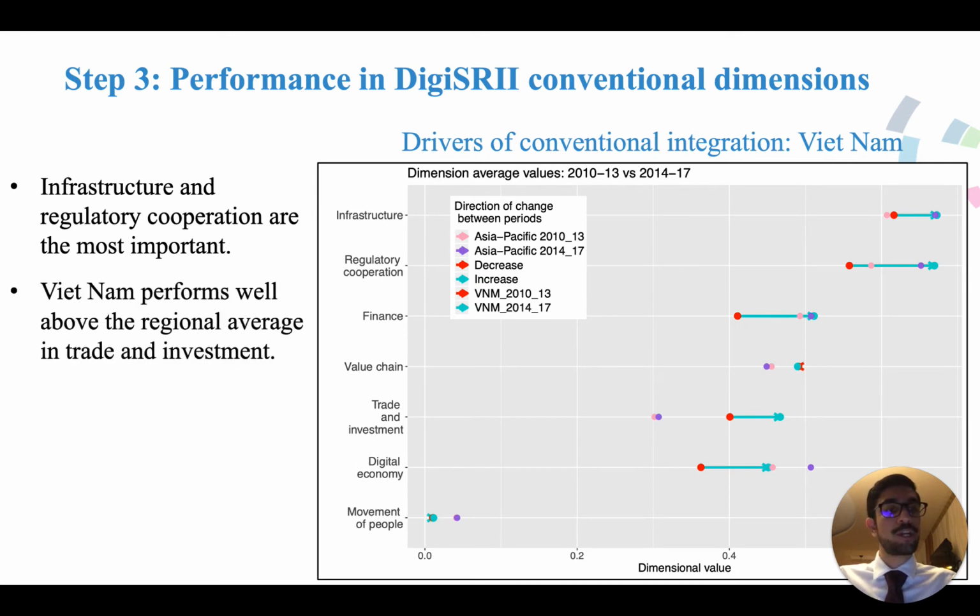In terms of progress over time, the improvement in regulatory cooperation and financial integration at the regional level has driven the economy's progress in regional integration over the period 2010 to 2017. While Vietnam made significant progress in most dimensions of conventional integration, the score on movement of people remained very small and static. This trend of limited and stagnant integration in movement of people is general across the Asia-Pacific region.